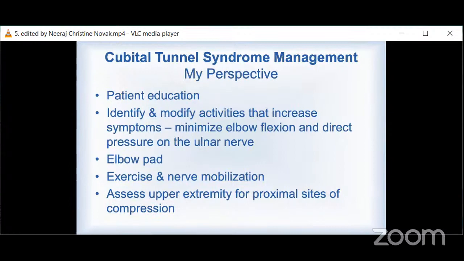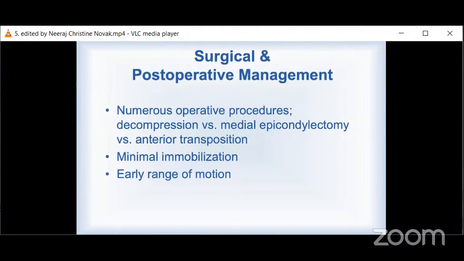And it's important, particularly in ulnar nerve, to assess for proximal sites of compression. In terms of surgical procedures, there are a number that are performed, from decompression to medial epicondylectomy and various anterior transpositions. In general, they all advocate for minimal immobilization after surgery and early range of motion.